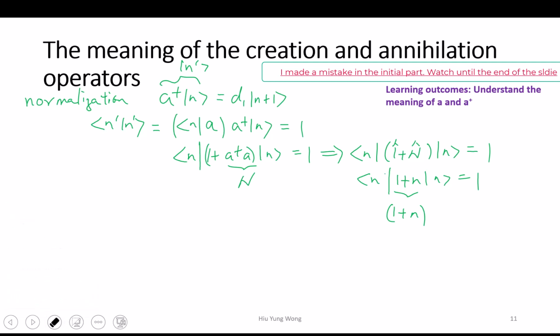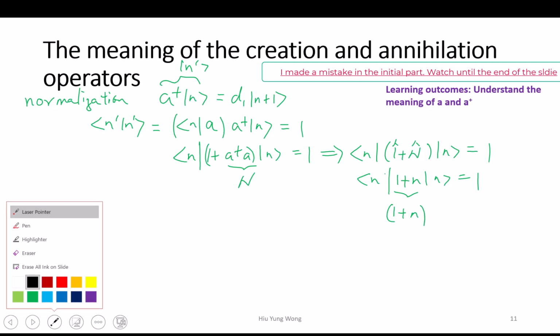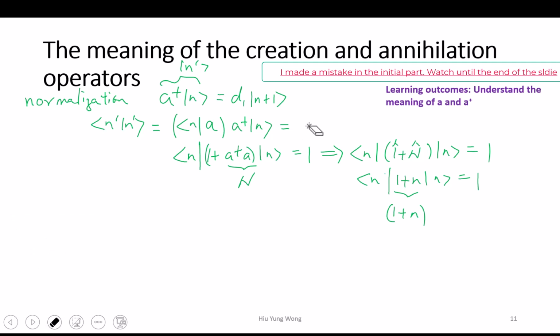I said something very wrong. Sorry for that. This one doesn't have to be normalized. That is the whole problem that I am doing. A dagger n doesn't mean that it is normalized. I rotate, go to another vector, right? N plus 1 needs to be normalized, but A dagger n doesn't need to be normalized, because A is just an operation, maybe I'm doing some stretching. So bad, I'm sorry. So it doesn't have to be normalized. Okay?